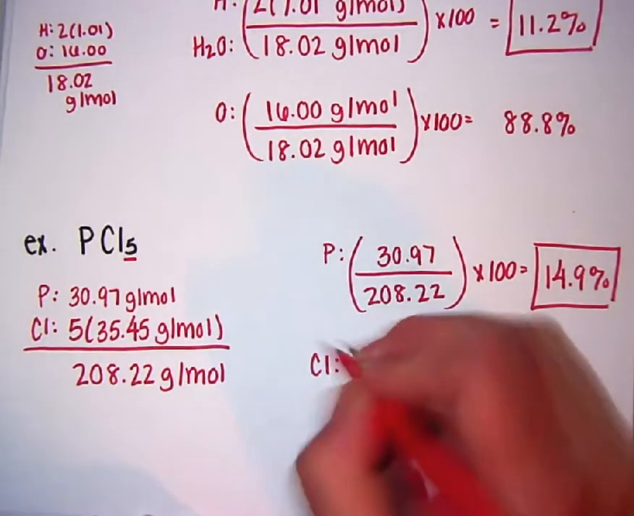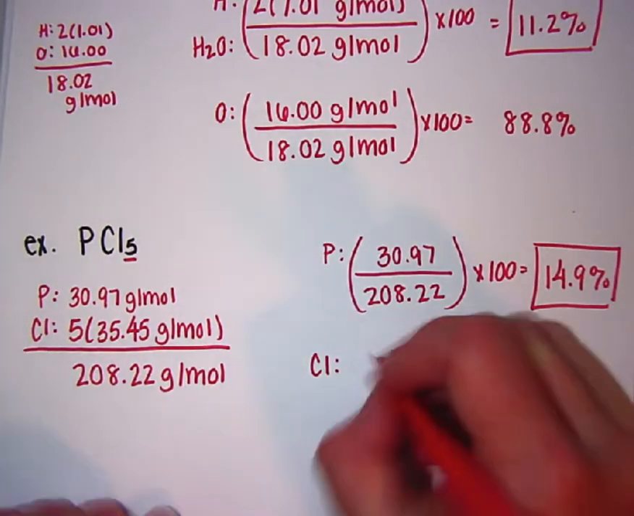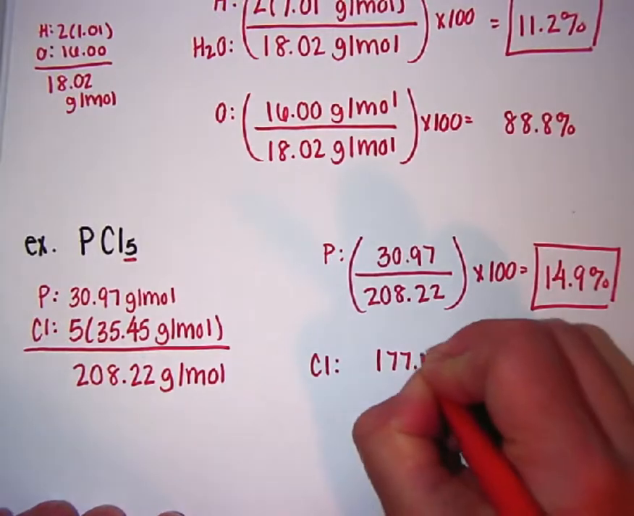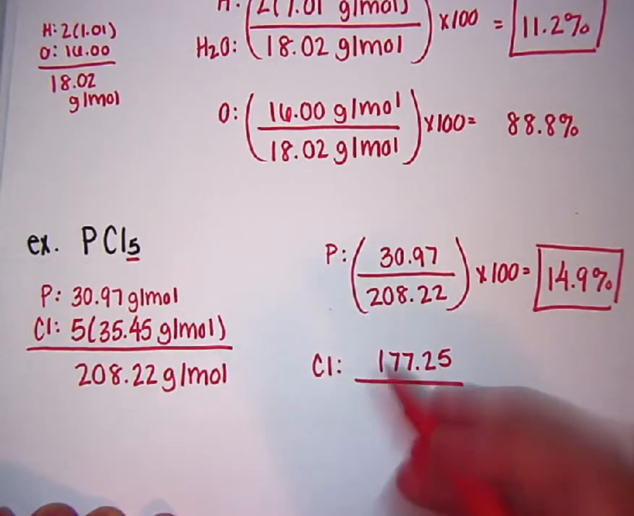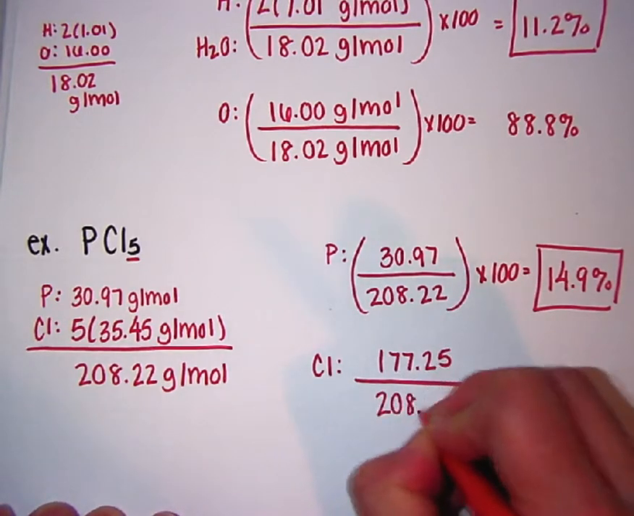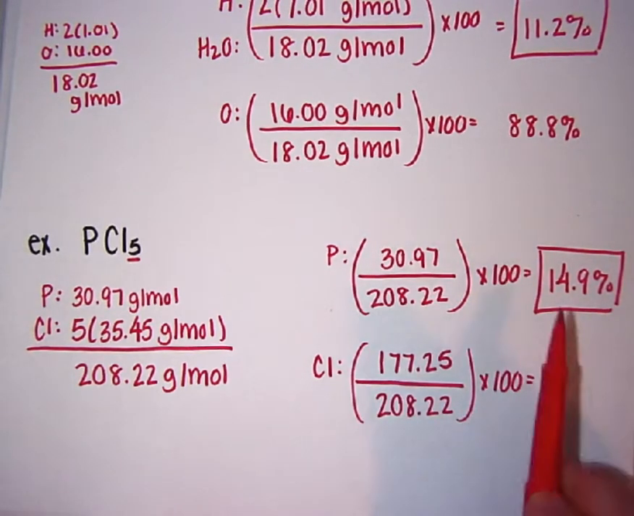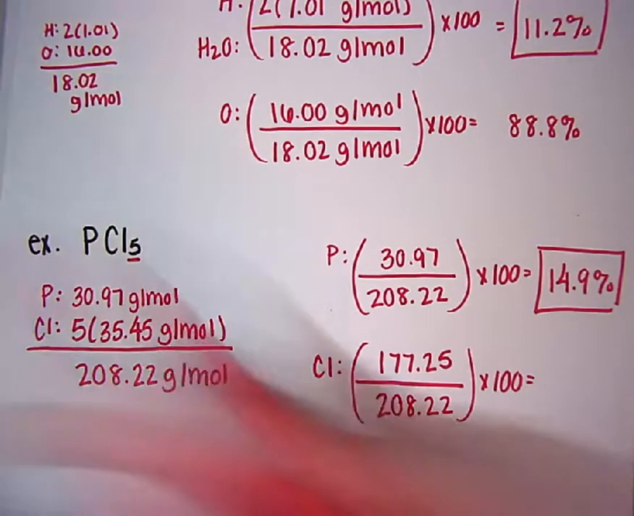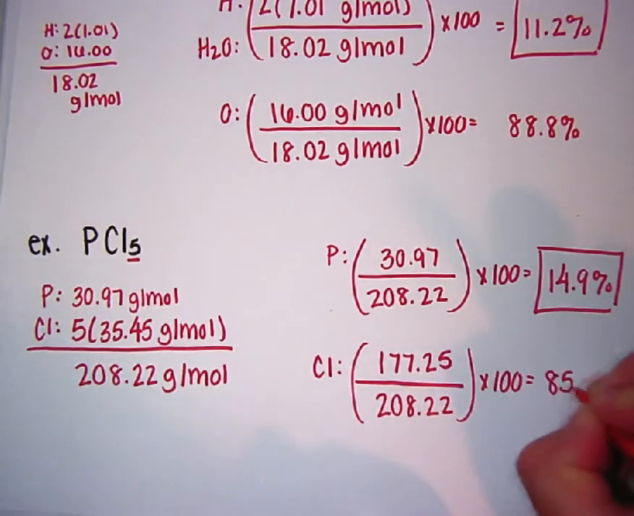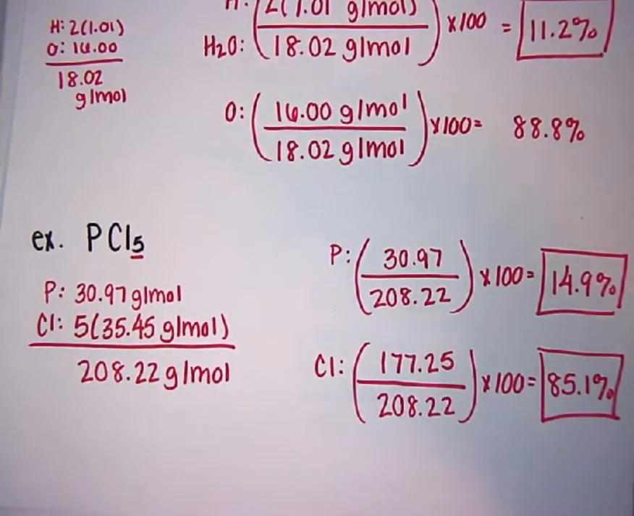Could do the same thing for chlorine. 5 times 35.45 is 177.25 divided by the total mass of the compound, 208.22, multiply by 100. I'm going to guess it's going to be about 85. And I get 85.1%. Your percent should equal 100. They might be slightly off due to rounding.